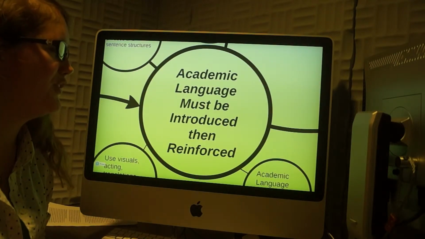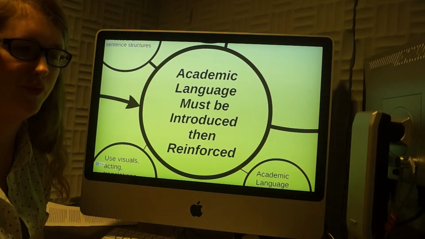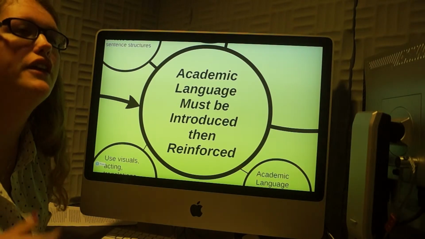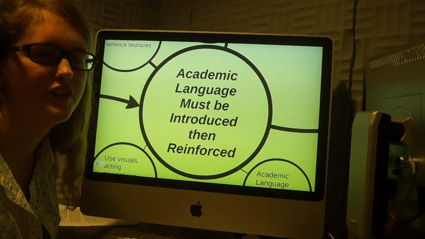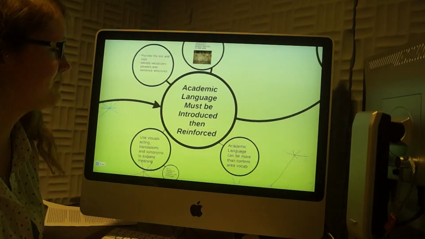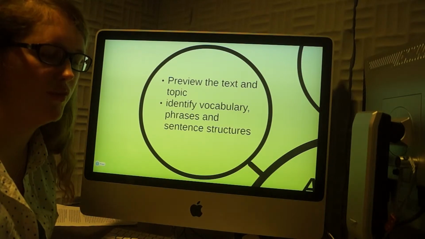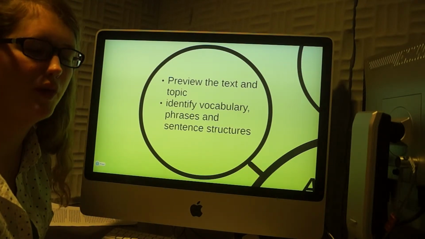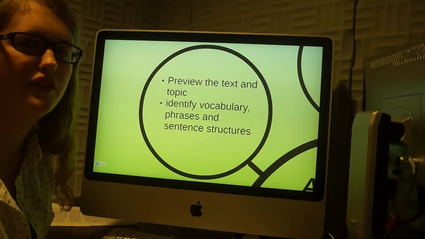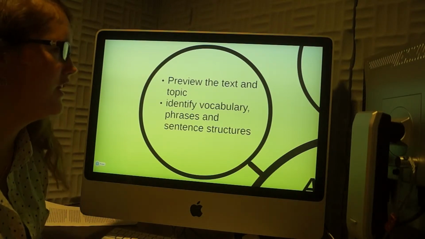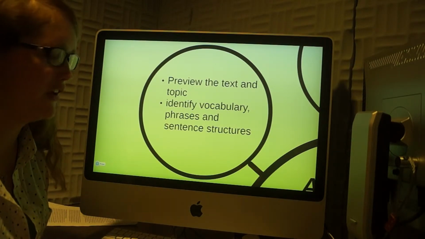Academic language first must be introduced and reinforced. So we want to introduce it to our students and then keep using it. Repetition is the key to learning. We're going to start, when you're starting a lesson, by previewing some of the academic language that's going to be used in the lesson, identifying these words and having them repeated.